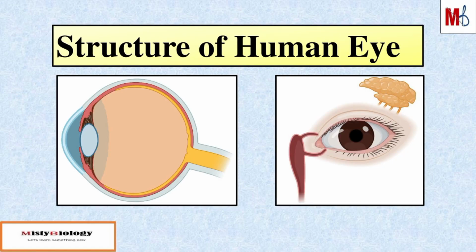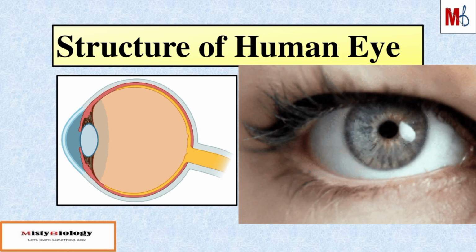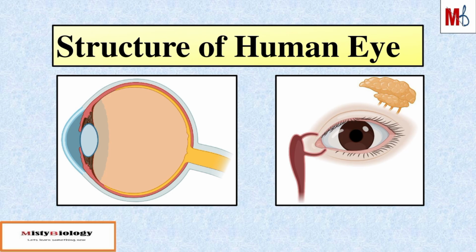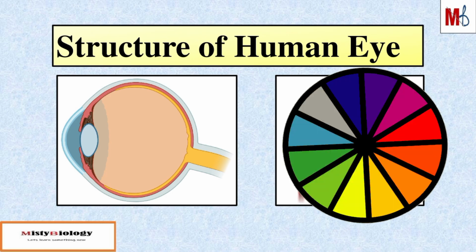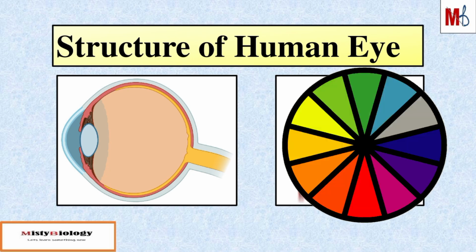Today, in this video, I'll be talking about the human eye. I don't think I need to explain why the eye is such an important organ in our body. The eye is like a camera that allows us to see this beautiful world. It helps us to see different colors and shapes. Without this, we can't admire the beauty surrounding us.